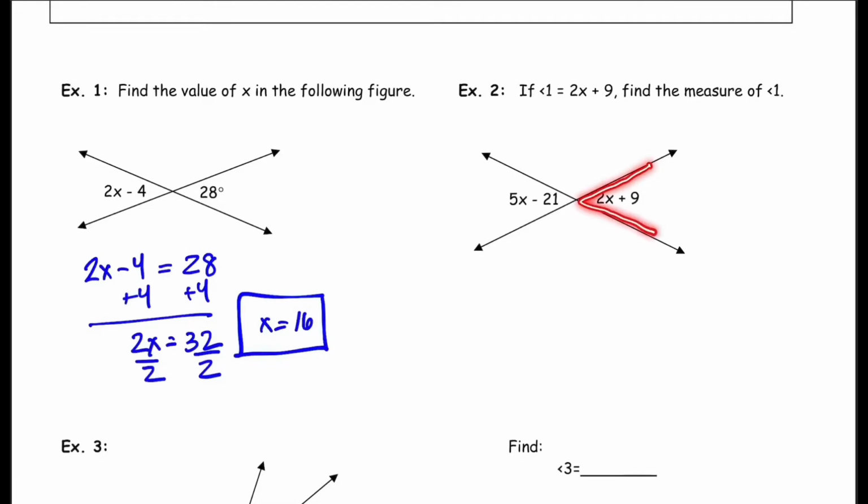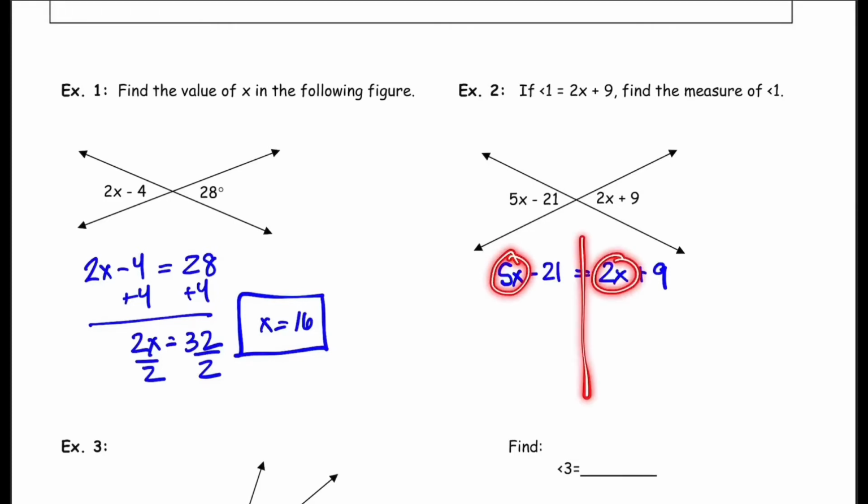So my next example, it says angle 1 is 2x plus 9, so they're referring to this one. Find the measure of angle 1, but they also give us the vertical angle. So again, notice that these are opposite, therefore they're going to be equal. So I've got 5x minus 21 equals 2x plus 9. Now this might be the first time we've seen this type of equation in this course this year. My variables are on different sides of the equation.